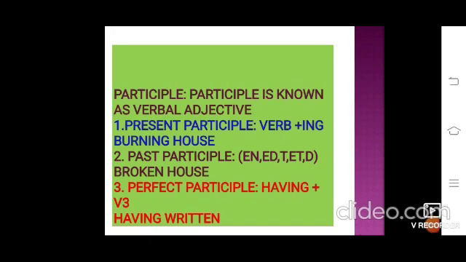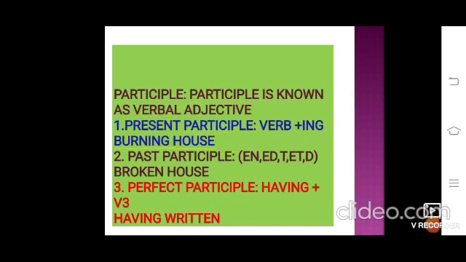Next, this was the infinitive. Now next is the participle. The participle is known as the verbal adjective. It can be categorized into three forms: present participle, past participle, and perfect participle. Present participle, as I've told you, is a verbal adjective. Adjective and noun are the best friends, so when we are talking about an adjective, the noun should be there. So it is burning house, running train, rolling stone.